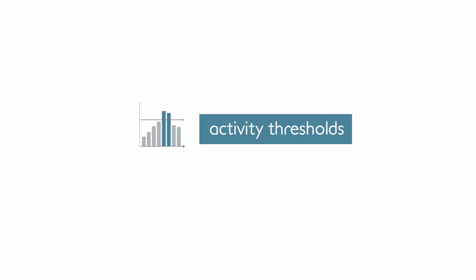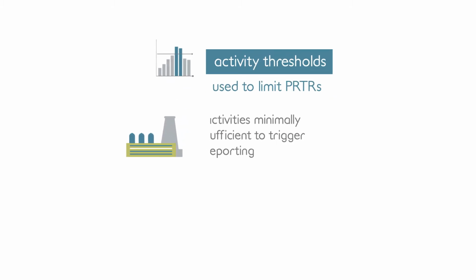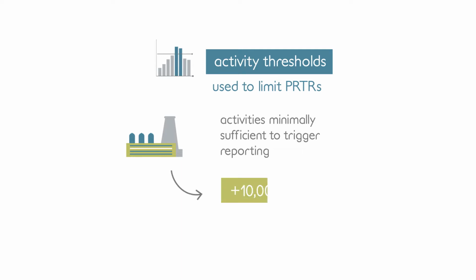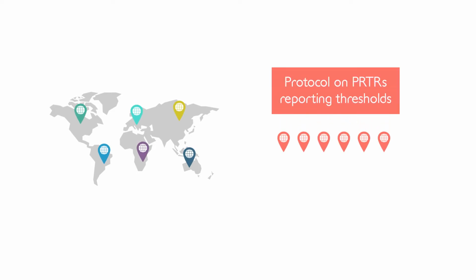There are several other areas of standardization that facilitate global analysis. These include standardization of activity thresholds. Activity thresholds are used to limit PRTRs to facilities whose activities are minimally sufficient to trigger reporting, such as facilities that use more than 10,000 kilograms per year of a listed chemical. While activity thresholds vary among PRTRs, the protocol on PRTR's reporting thresholds may serve as a useful starting point for global standardization. These thresholds are in wide use among PRTRs, which facilitates harmonization.